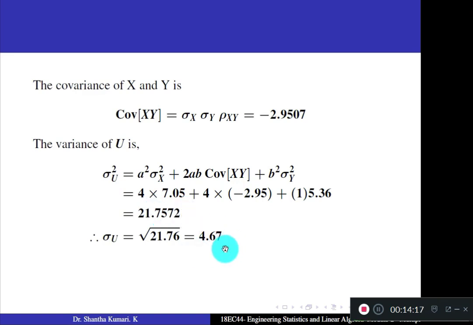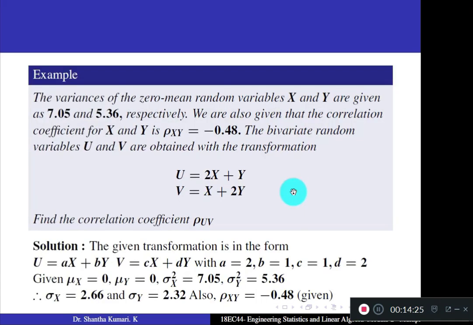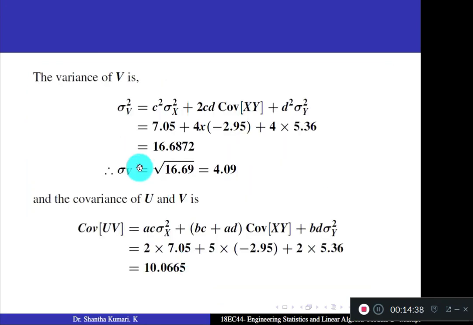Similarly, you can find variance of v, that means sigma square v. Similar formula. Instead of a and b, we use c and d. For this transformation, variance of v equal to c square sigma square x plus d square sigma square y plus 2cd into covariance of xy. So I have written the formula here, and covariance of xy is already calculated, and other values are given in your data. Substitute. This is 4 into, okay, just correct it. It is 2 into c into d.